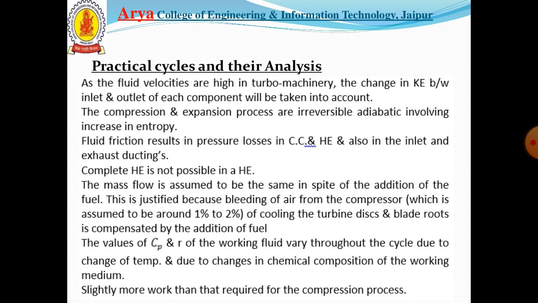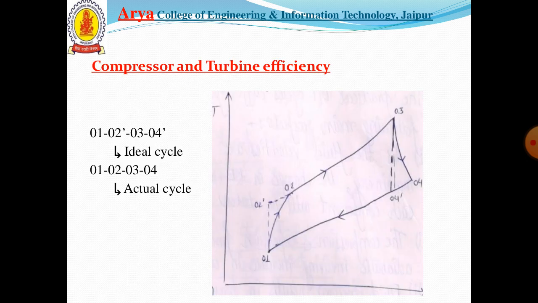Slightly more work than that required for the compression process. These are the parameters or points that affect the ideal cycle or differentiate the ideal cycle and the practical cycle. Now, compressor and turbine efficiency. This is the TS diagram that shows the actual cycle and the ideal cycle. The ideal cycle is 1, 2 dash, 3 and 4 dash, while the actual cycle is 1, 2, 3 and 4.